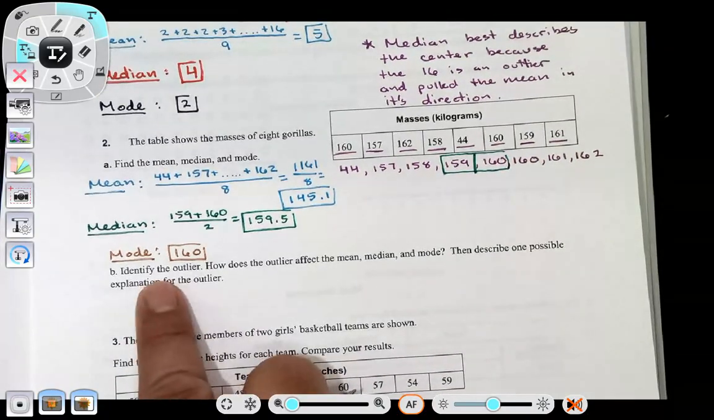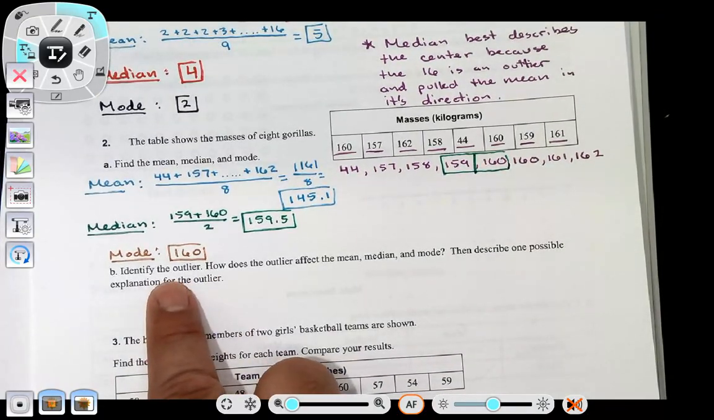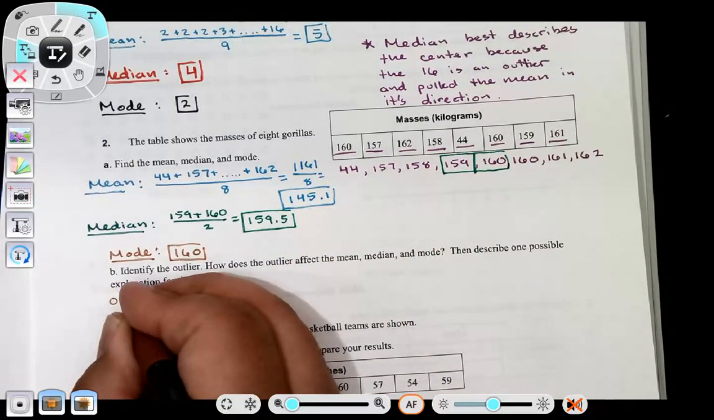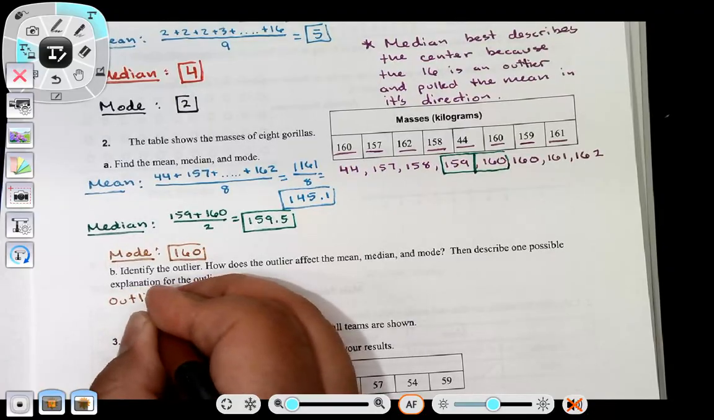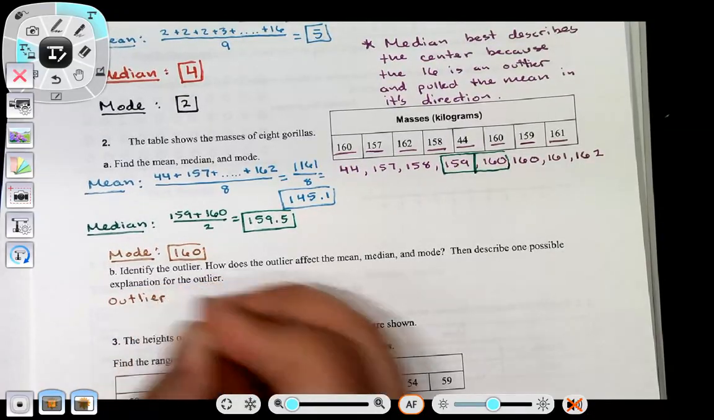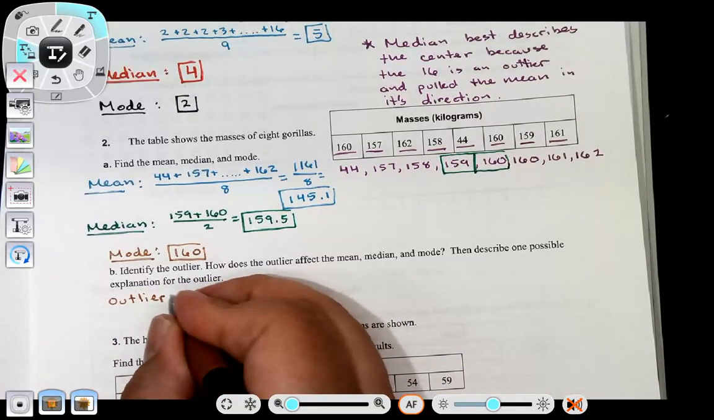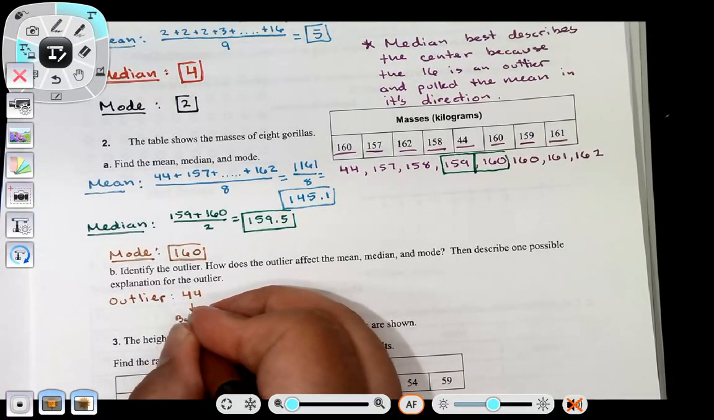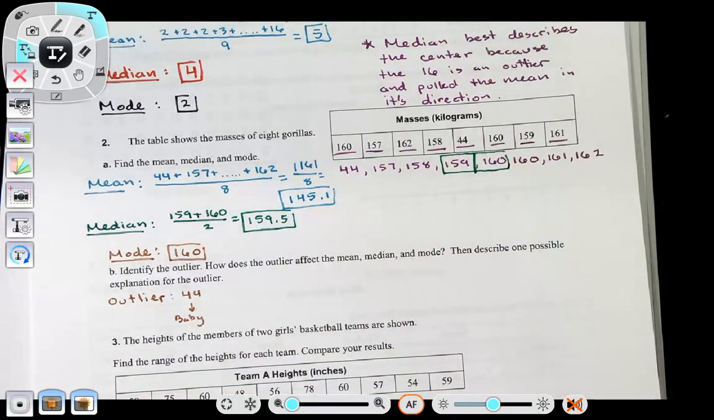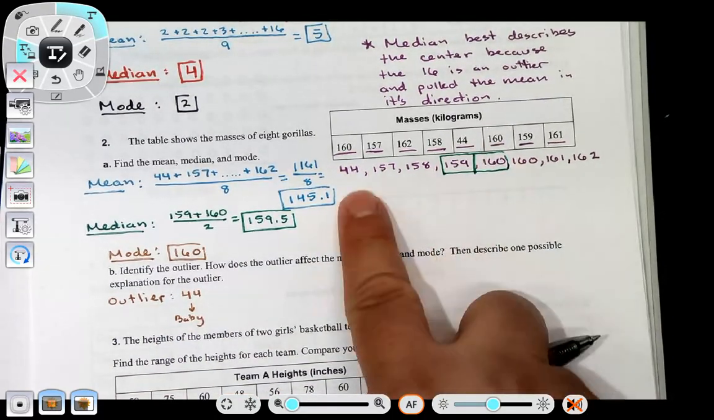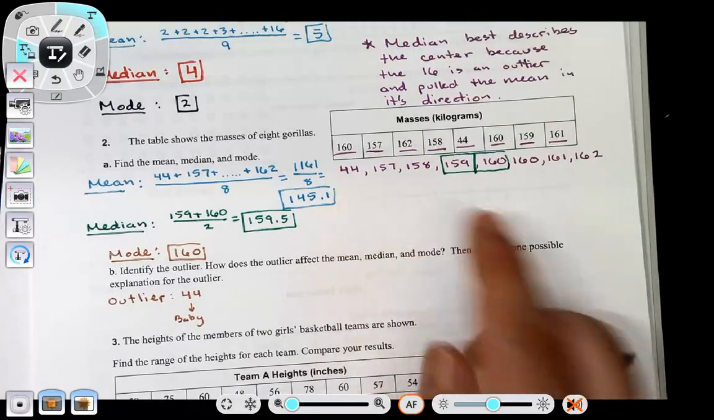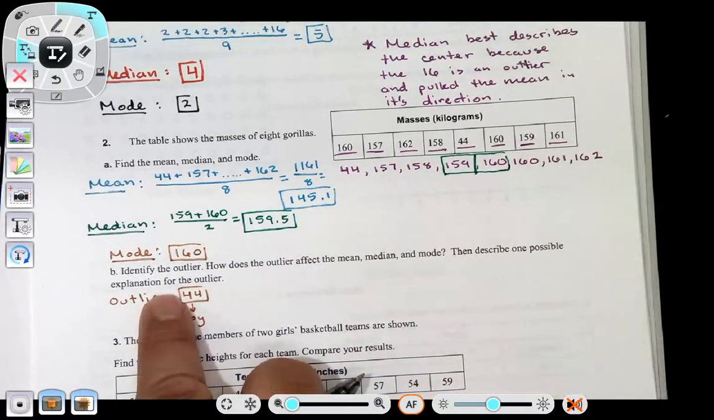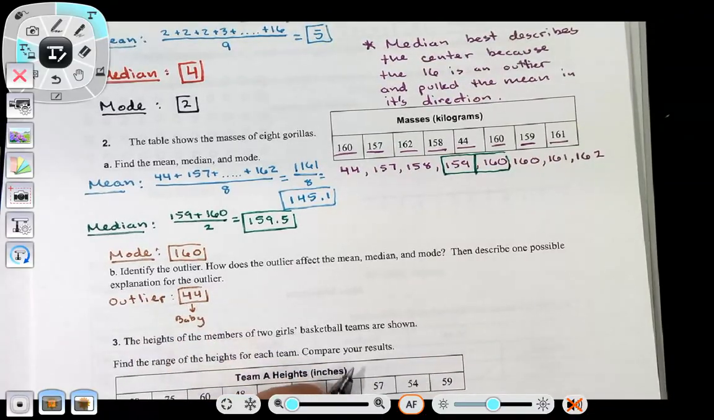Right here it says identify the outlier. So who's the outlier here? 44. So the outlier is 44. Think about it. Why would there all of a sudden maybe be a gorilla that weighs 44 compared to everybody else? Yeah, maybe it's a baby. Maybe it's a baby gorilla. That makes more sense, because everybody else is the same weight except that one must be a little baby gorilla. All right, so there's my outlier. And we even gave a reason for it. Oh, they actually wanted a reason. We'll just say, it's a baby gorilla.